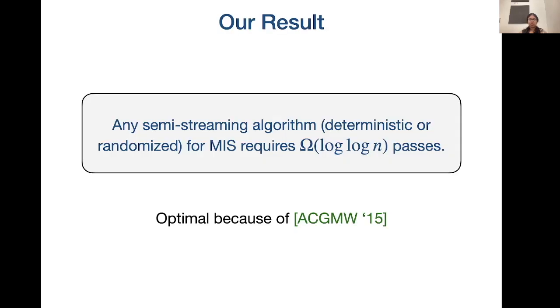Now I'm going to talk about our result, which shows that you cannot do better, and any semi-streaming algorithm which finds an MIS needs omega of log log n passes. And this is optimal because of the ACGMW algorithm.